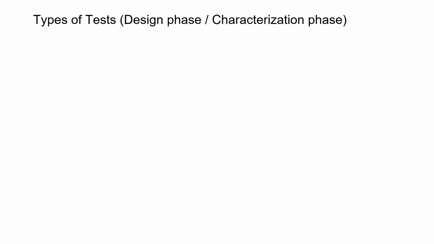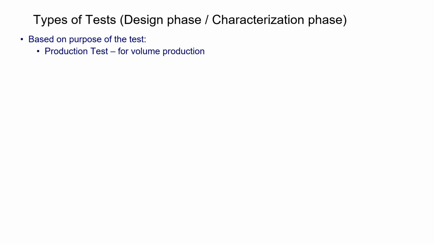What are the different types of tests we can do? Based on the purpose of test, we spoke about the purpose of test in the previous slide. So let's see how we can do that. Production test. This is for volume production. We are making 10 billion parts. So to test each and every part, as we saw in the last class, for volume production we need something called production test.